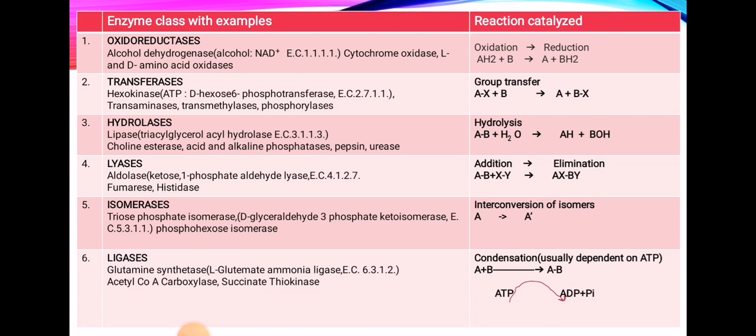These are hydrolases. Lyases, examples are aldolase, histidase, fumarase. What is the function of the lyases? The addition and elimination. Isomerases, triose phosphate isomerase, phosphohexose isomerase. They simply interconvert the isomer forms. Then the last one is ligases. Examples are glutamine synthetase, carboxylases, acetyl-CoA carboxylase, succinate thiokinase. The main function is condensation. Usually these are ATP dependent reactions.